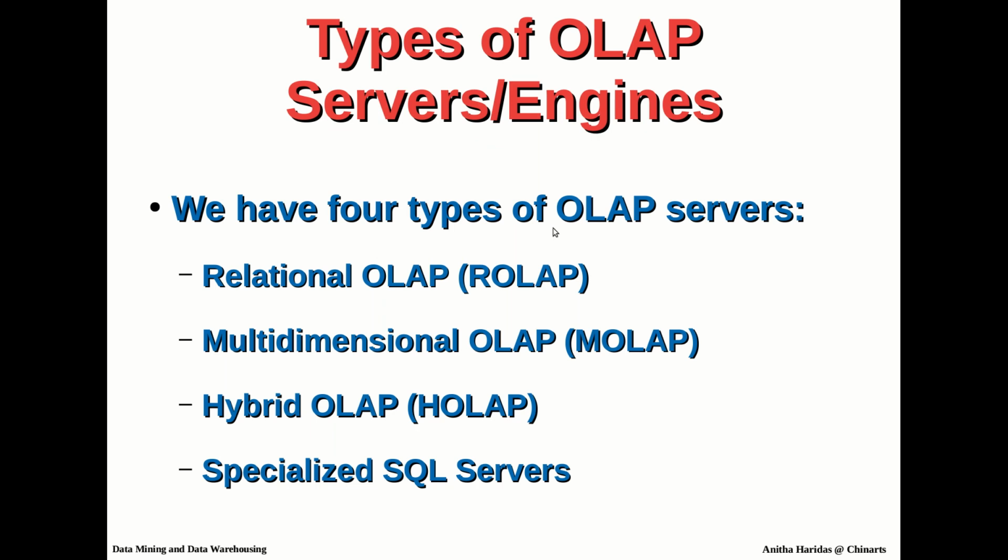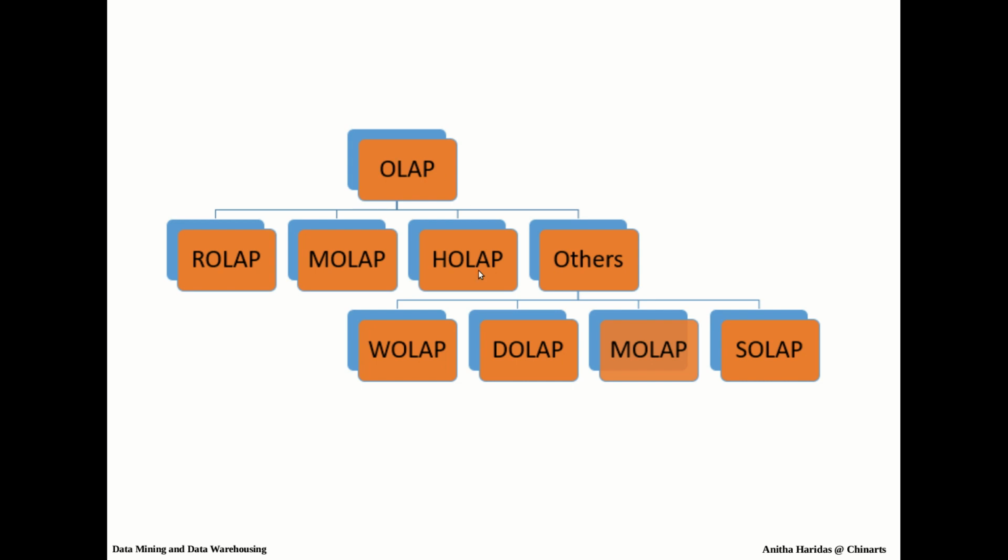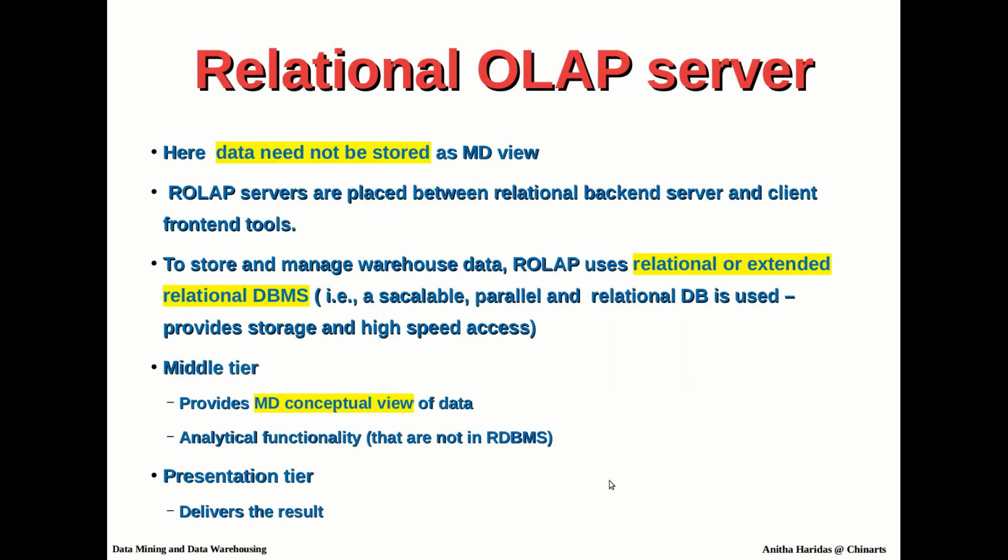You can have different types of OLAP servers: relational OLAP server, multidimensional OLAP server, or hybrid OLAP server. Apart from that, we can have some specialized SQL servers also. Apart from these 3, we have other types of OLAP servers, something like web enabled OLAP server, desktop OLAP server, mobile OLAP server, etc. This is also available. So we'll start with relational OLAP server.